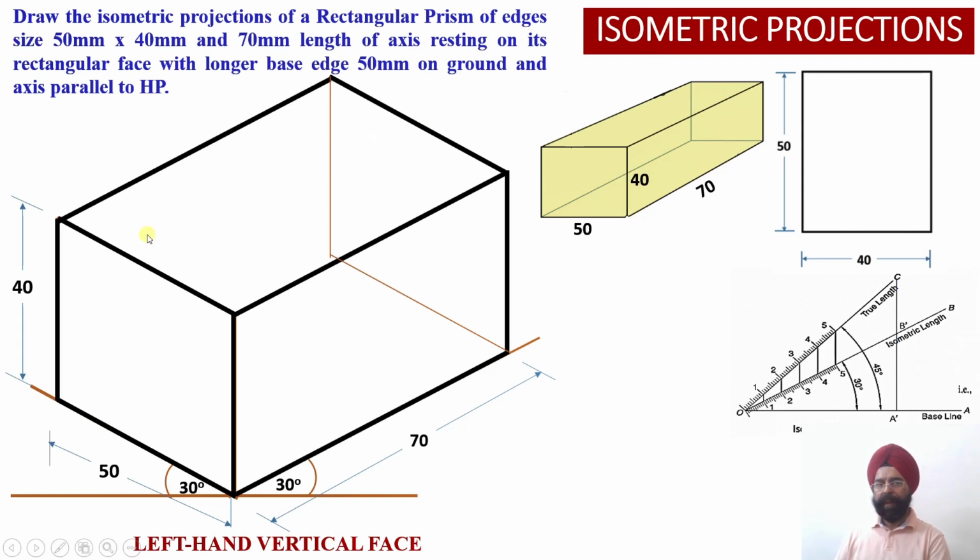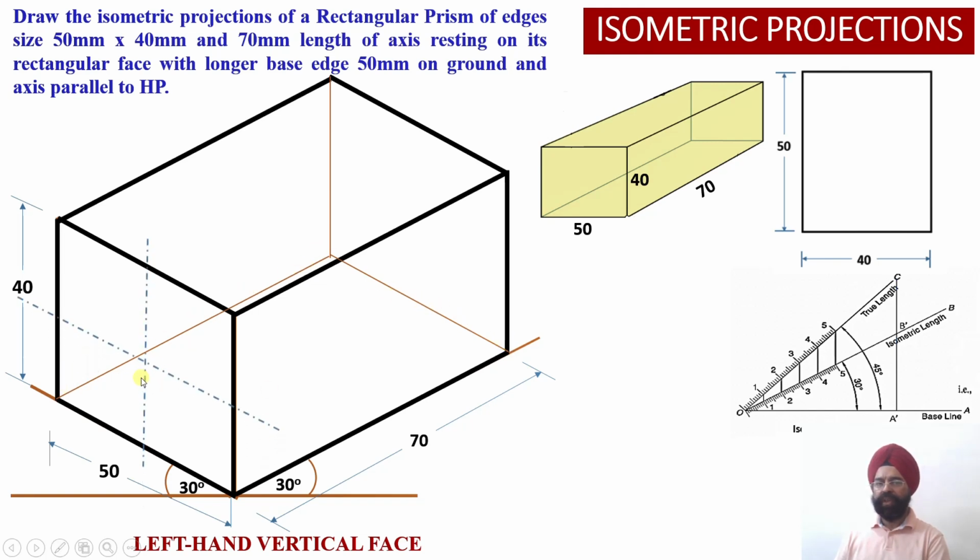This edge will be parallel to this one and this one, that is the y-axis, and draw the third one, the hidden one, it is this one. This will be parallel to the z-axis. So now we can have the complete feel of this rectangular prism.